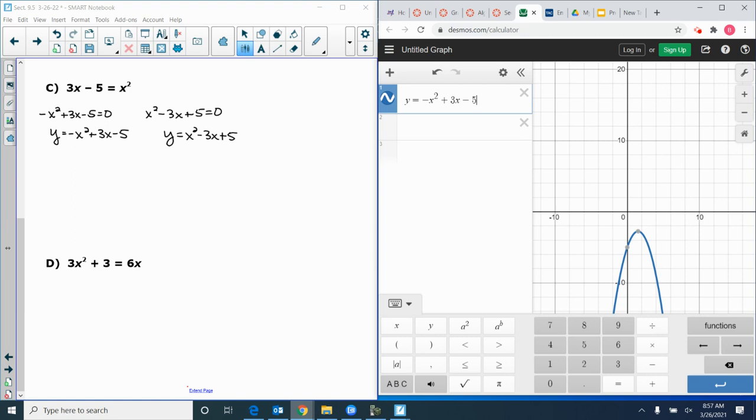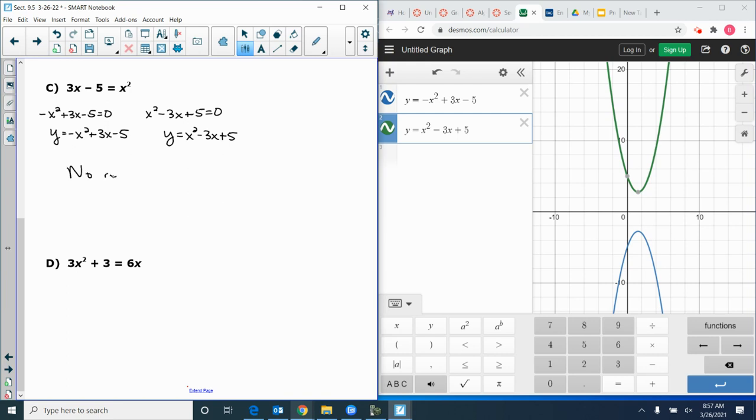If anybody did it the other way, y equals x squared minus 3x plus 5. Okay, it just opens up, but again, it doesn't hit the x-axis. So either way you do it, you get no solution. So here I get no real solutions. Doesn't hit.